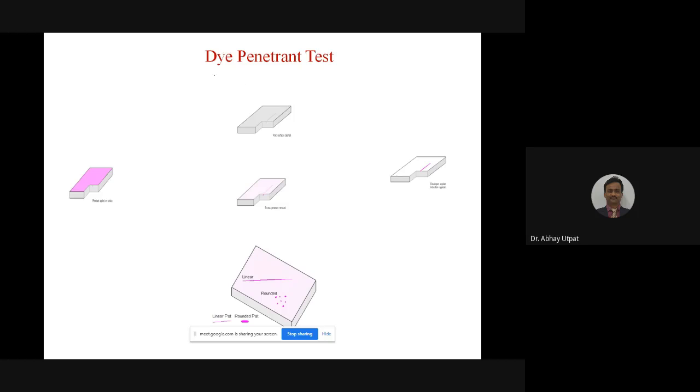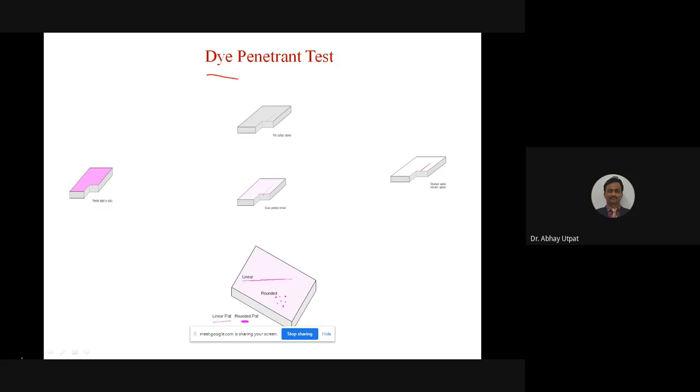Now, the dye penetrant test. Dye means color. Now the parts which you can't magnetize, for example aluminium or any other metal, copper, its alloys, if it is not able to be magnetized, how can we carry out the magnetic particle test? So for that purpose, this dye penetrant test is used.